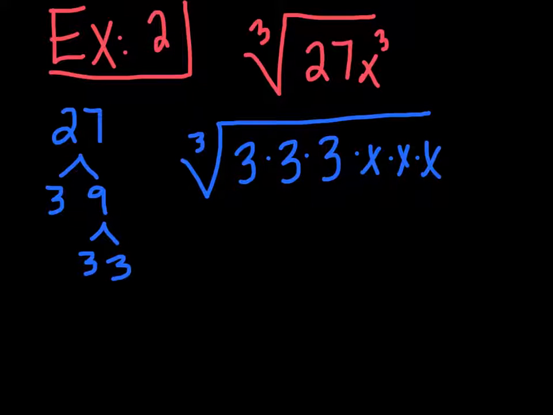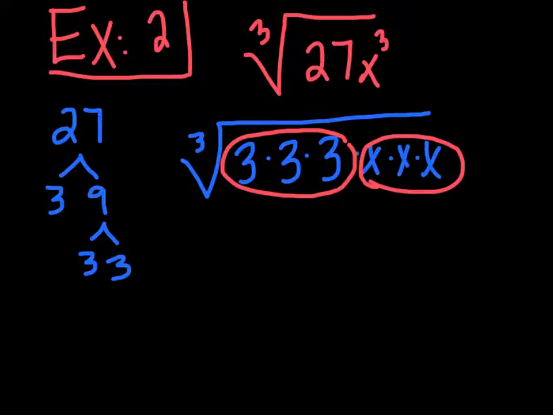So this time, like I said, we're going to be simplifying and grouping them by the groups of 3. Everything gets circled, 3 of everything. So there's one group of 3, one group of x. As you see, there's nothing that's left over. So everything comes out of the radical. The answer is 3x.